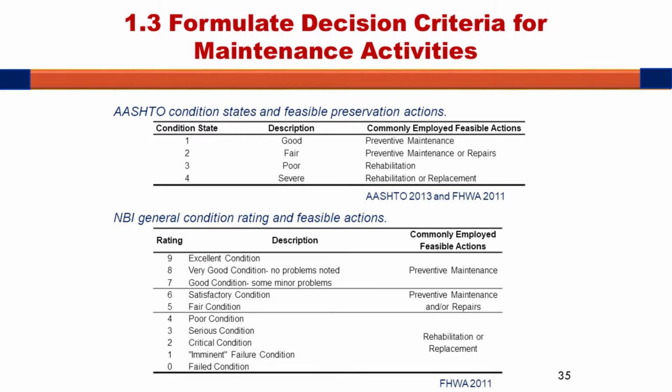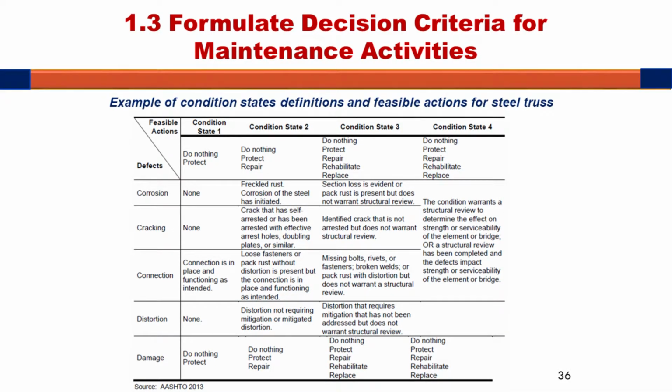And then we formulate our criteria. As you can see, we're following the same guideline, and I can continue with all the other five assets and have the same thing. What is different is the policies, the actions, and the ways being handled by the agencies, and you have all that information available. So condition states for AASHTO, we have 1, 2, 3, and 4: good, fair, poor, severe, and depending on what needs to be done, what's the feasible action.